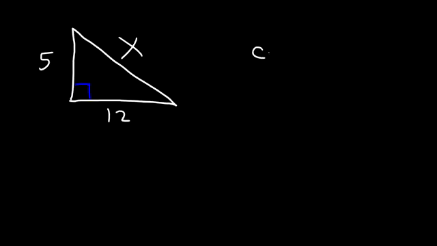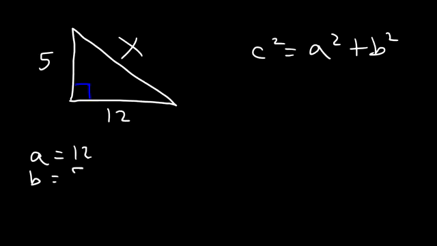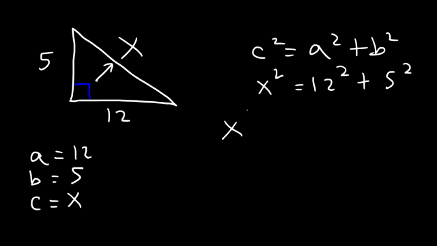So let's use the formula C squared is equal to A squared plus B squared. A can be 5 or 12, it doesn't matter. So let's say we choose A to be 12 and B is 5. The hypotenuse C is across the box, which is x. So we have x squared is equal to 12 squared plus 5 squared. Now 12 times 12 is 144, and 5 squared is 25. 144 plus 25 is 169.